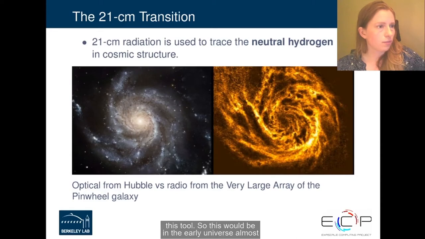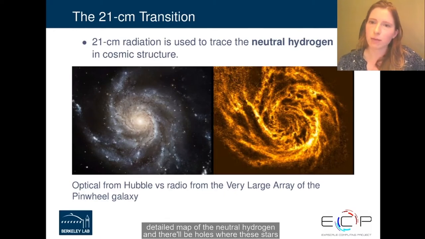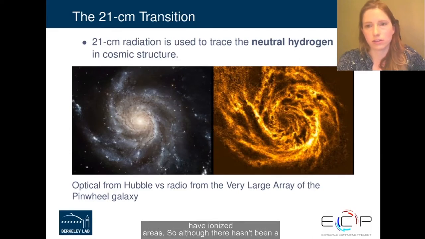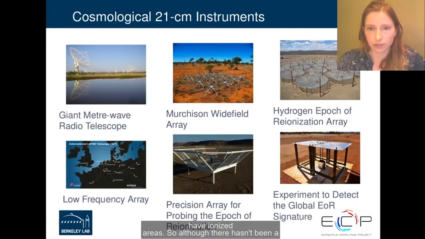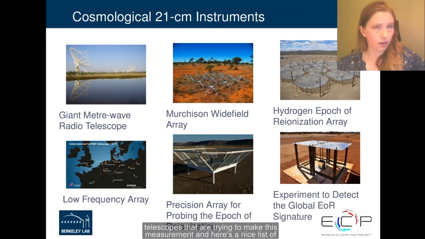And in the early universe, almost everything's made of hydrogen. So you'd get an incredibly detailed map of the neutral hydrogen, and there'd be holes where the stars have ionized areas. So although there hasn't been a measurement yet, there are many telescopes that are trying to make this measurement. And here's a nice list of them.